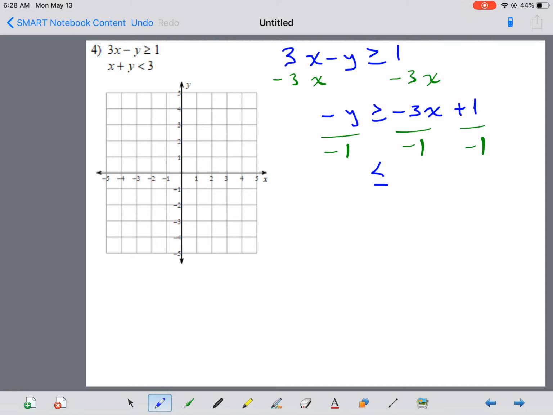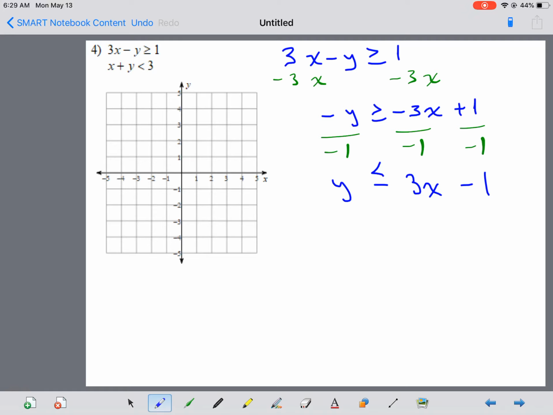Okay, so because we divided both sides by negative 1, that changes the inequality statement. So you have to flip it. So now we get y is less than or equal to 3x minus 1. And we have to graph that inequality statement. Okay, so let's begin with the graphing part.